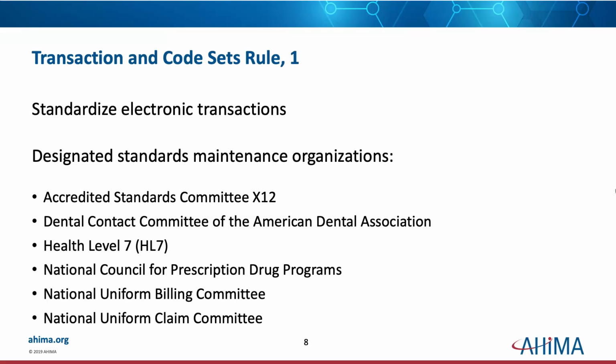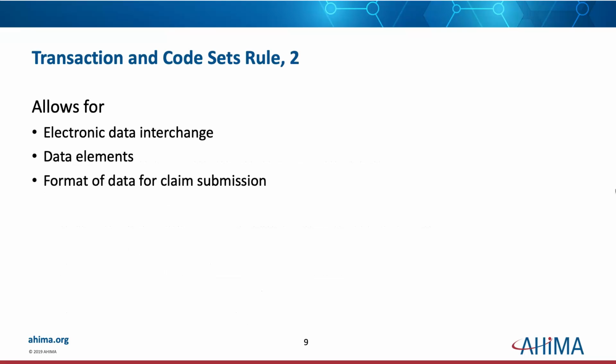So, the transaction code sets rule standardizes electronic transactions. It designated certain standards and maintenance organizations, and those are listed for you here. They're also on page 219. They allow for electronic data interchange, that piece of interoperability. They allow for data elements and the formatting of data for claim submission. It's really all about making sure that the data being used is consistent so that it can be interchanged.